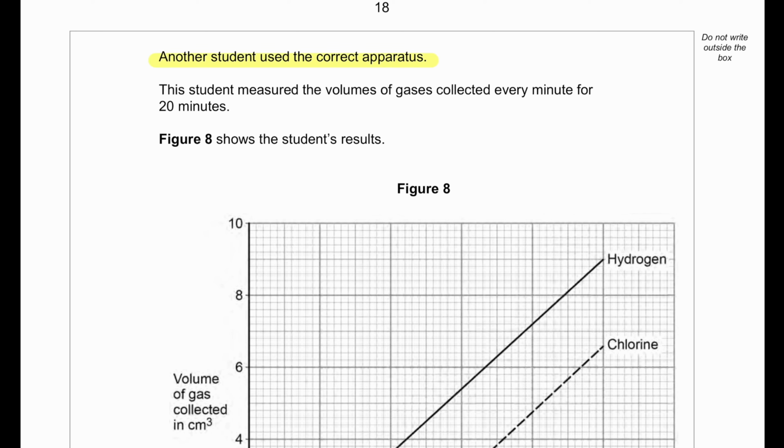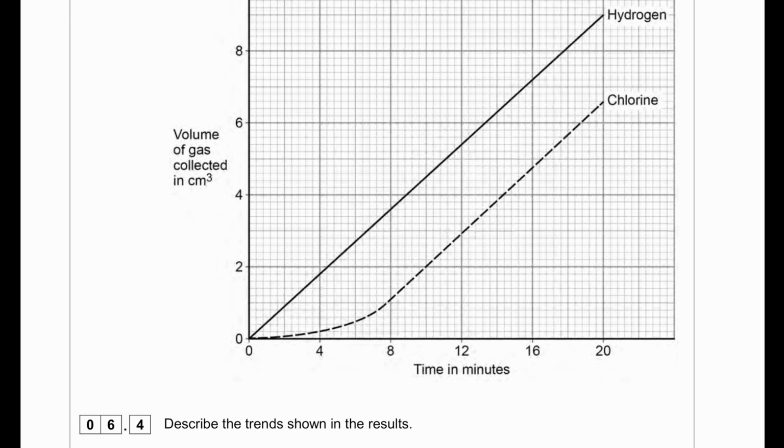Another student used the correct apparatus. This student measured the volume of gas collected every minute for 20 minutes. So the data is represented in here, the volume of gas collected in cm3. We can see the volume of hydrogen collected is a linear line, so it's directly proportional to the time.